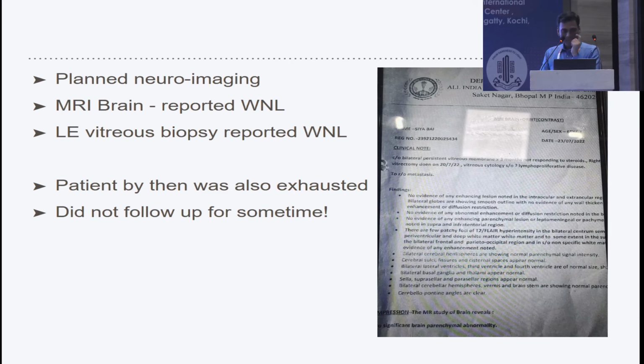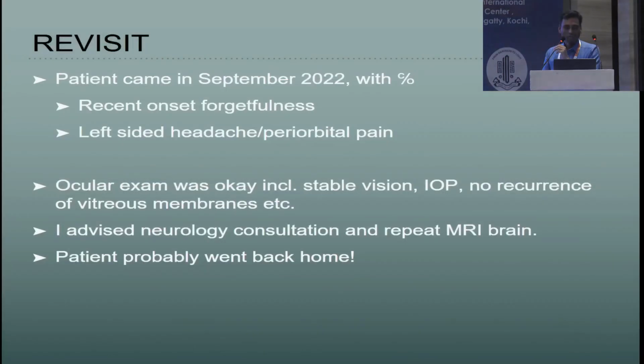By that time, the patient was exhausted and did not follow up for some time, went home. The patient came in September again after about 2 to 3 months with recent onset forgetfulness and left-sided headache. At that time, the ocular exam was normal. There was no recurrence of cells or vitritis.